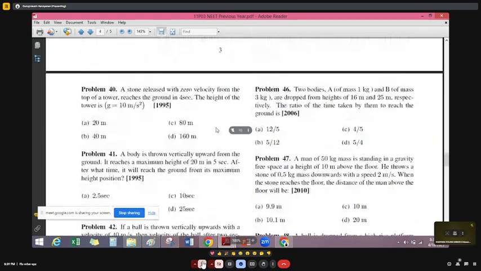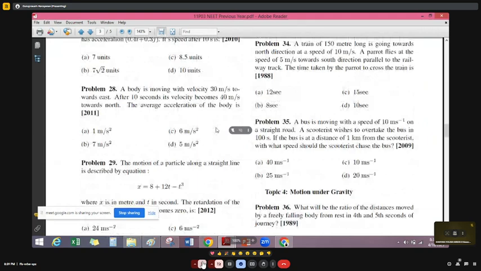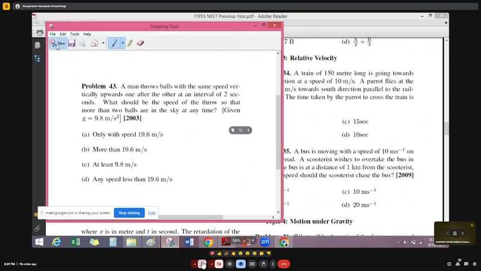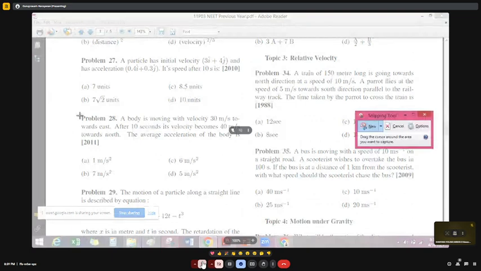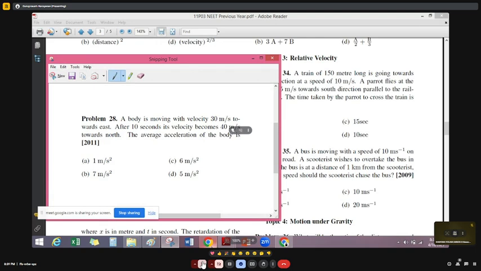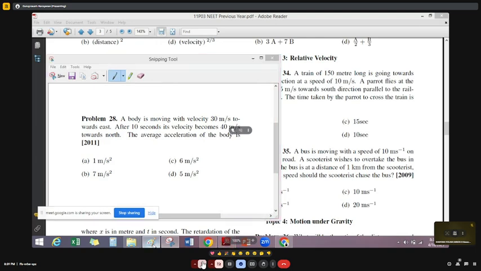Okay, I can come back to that later. Question 28, yeah. This is also an easy one, but I'm sure many of you will make a mistake. It's very easy. If you know vector concepts, you can definitely do this. If we don't know vector concepts, we cannot do this.